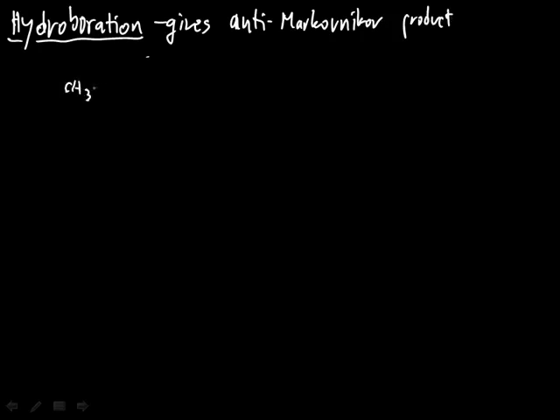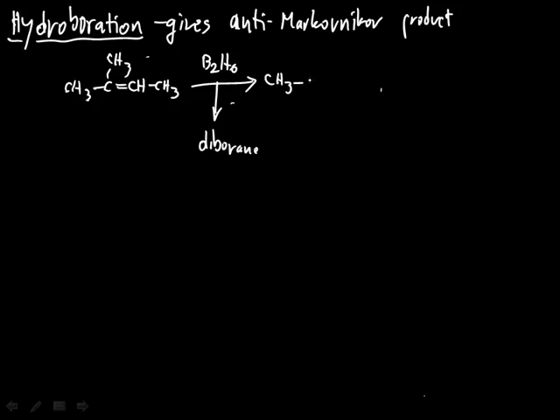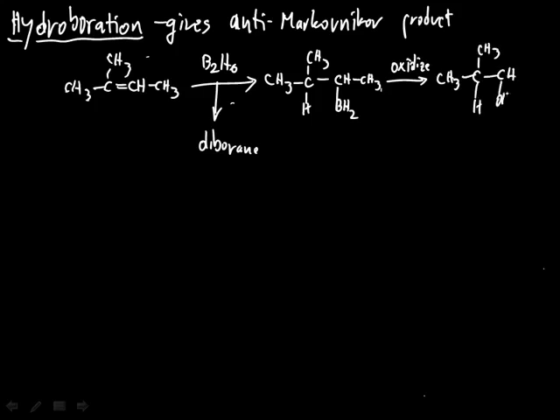Practically, this reaction is performed with the use of borane or diborane, which is B2H6, which then adds hydrogen and this boron-based fragment onto adjacent carbons. And finally, oxidation removes the boron and puts an OH group in its place to give us the less substituted alcohol.